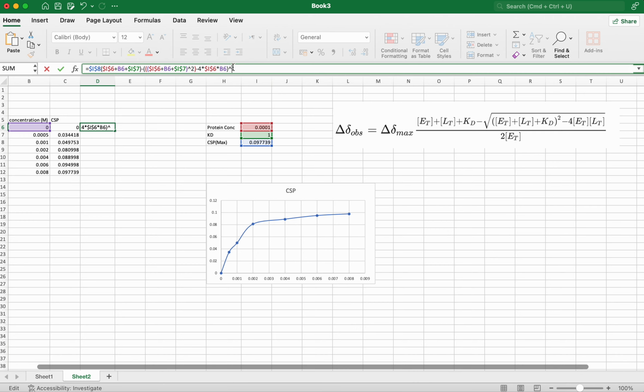So I put the square root, and now this whole term is divided by 2 times the protein concentration, but this one is excluded, so we just have to divide this term by 2 times the protein concentration. So I put a bracket overall, and divide by 2 times protein concentration.